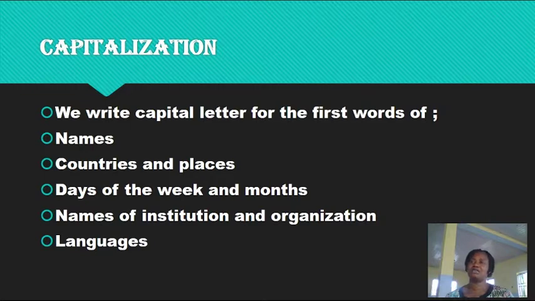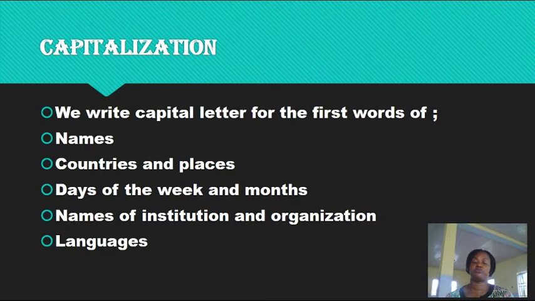Please take note that names of languages and institutions, like our school, JC Best, should be capitalized: J in capital, C in capital, B in capital, and the rest in lowercase. When you get to Schools and International, write them in capital too, because the initial letters of these words should be written in capital since they are proper nouns.